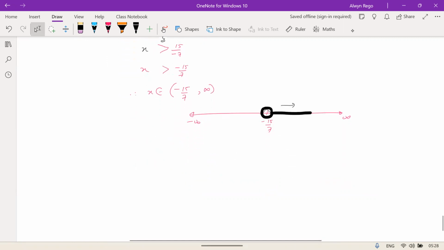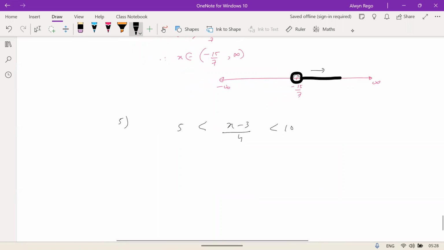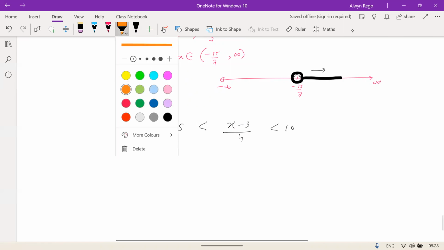Let's say we solve an inequality where there is more than one inequality in a line. Let's say question 5 is, you have 5 less than x minus 3 divided by 4 less than 10. So I need to extract the value of x if x minus 3 by 4 is between 5 and 10, then what should be the value of x?